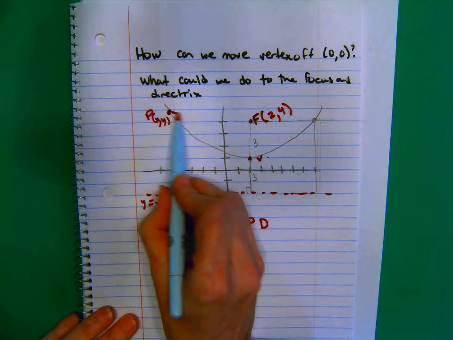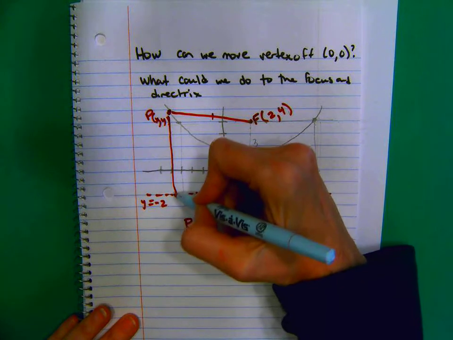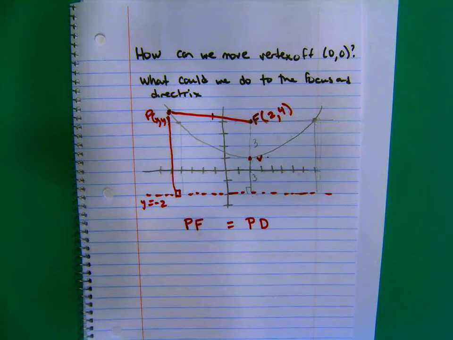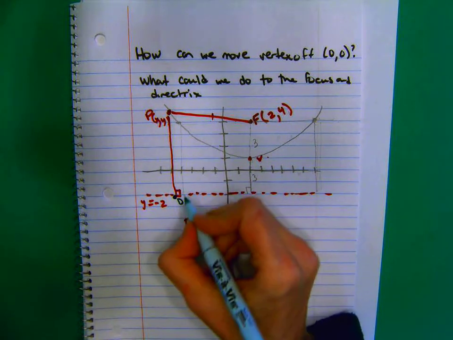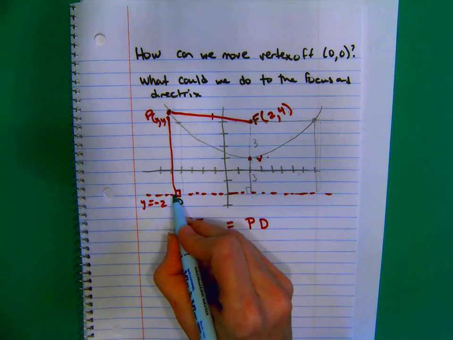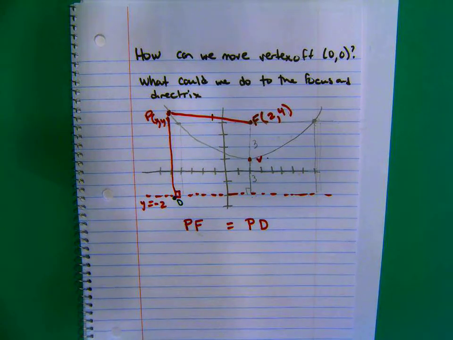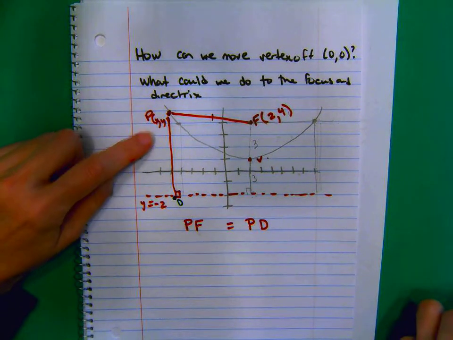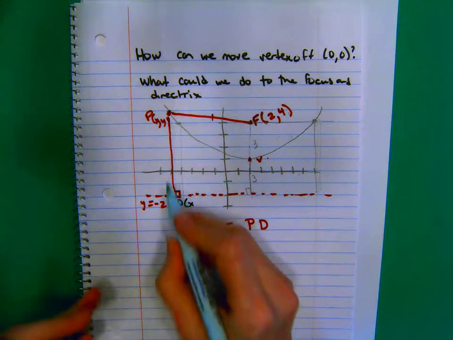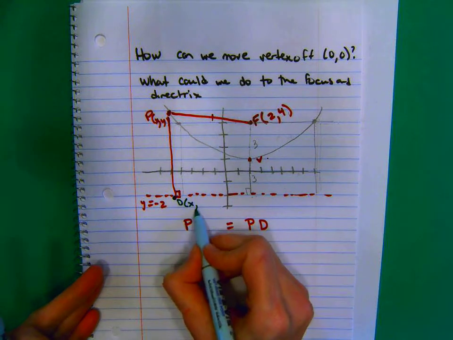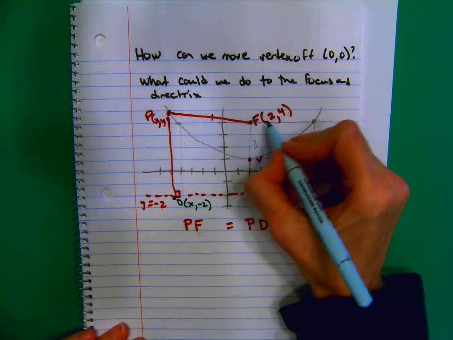And from P to F, that should be the same distance as from P down to D. Remember, you have to go straight down. So D, I wish I'd used a different color for that, but let's just do that now. D would be, I went straight down, so it should be over the same amount that this one was over, so it should be over X, and it went down exactly to -2 because all the y's on the directrix are -2. So I have P, X, Y, F, 2, 4.